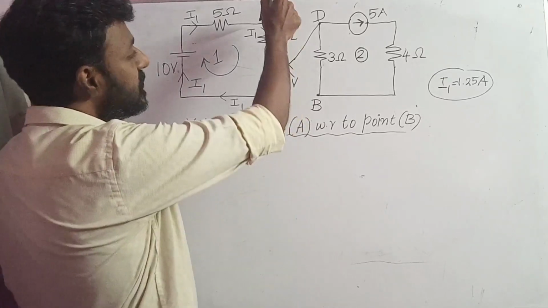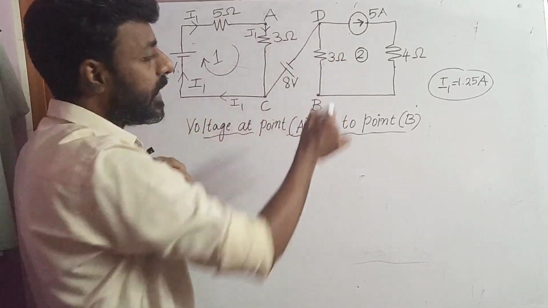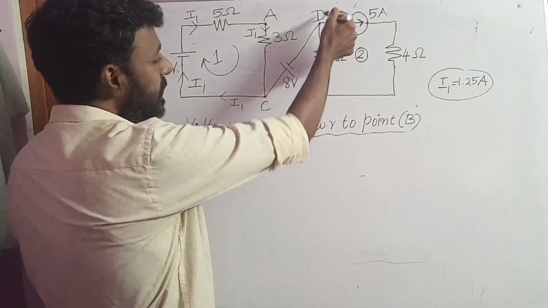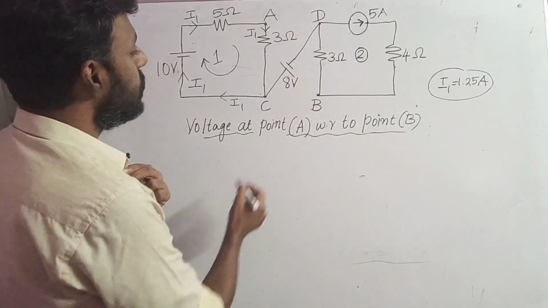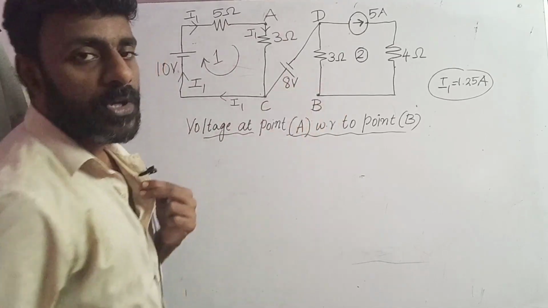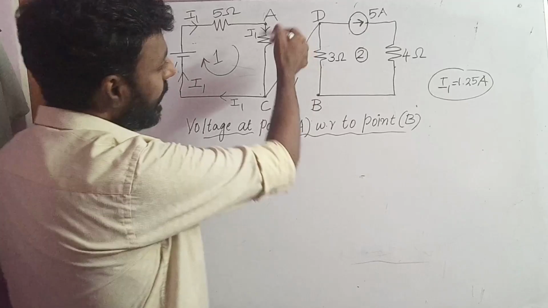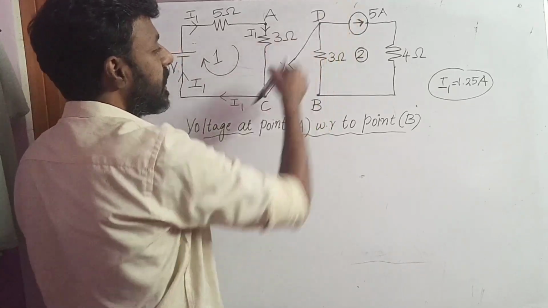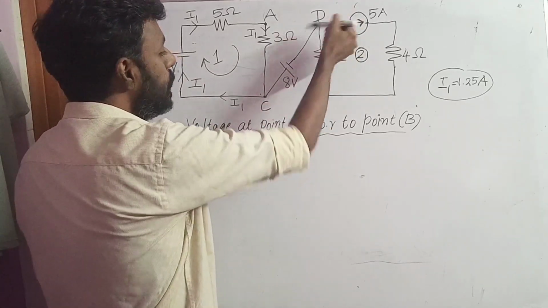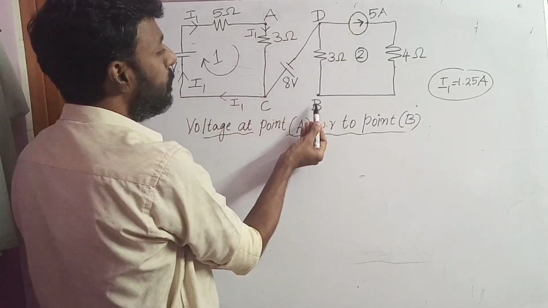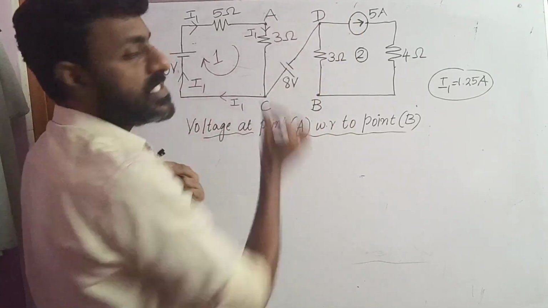So this is the least possible pathway that I can reach from A to B, that is AC, CD, DB. So they are asking A with respect to B. So this is the pathway, but while calculating, I will travel in the reverse direction. That is from B to D, D to C, and from C to A. From B, I'll take this path in order to reach A.